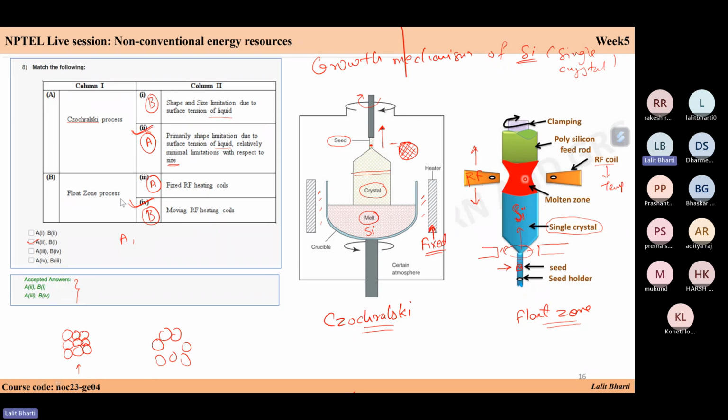And for B, the float zone process, you have fixed RF or moving RF. We know that fixed RF is in the Czochralski method, and moving RF is for the float zone. RF means these heating coils, and these are moving in the float zone. So B is matched with 4 and 1, shape limitation due to surface tension of the liquid, and the Czochralski method has the second statement, limitation of size, and the fixed RF heating coils.